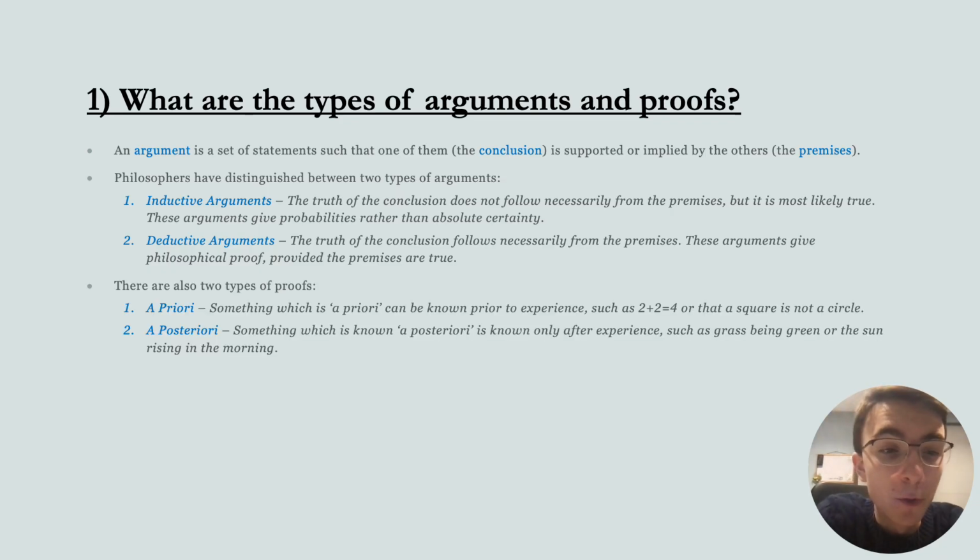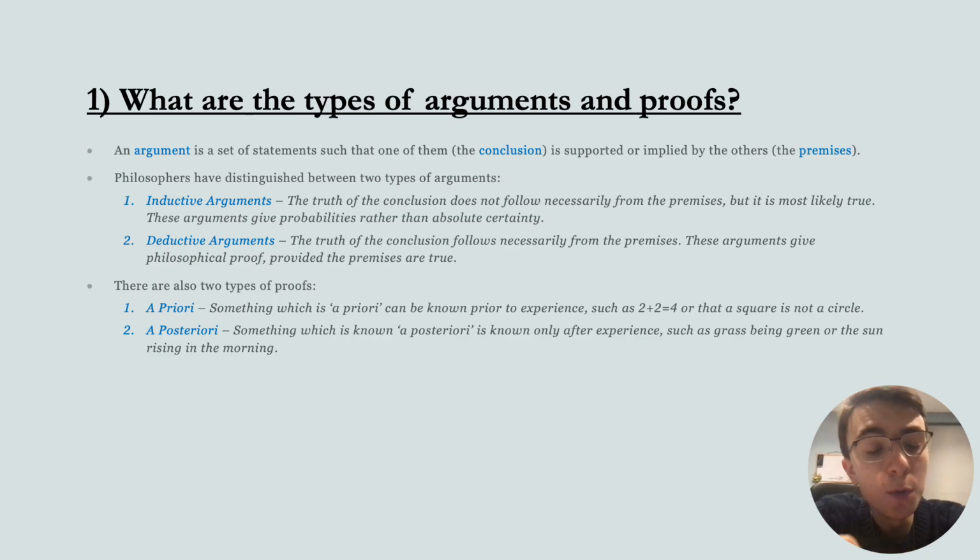We also have two types of proofs: a priori and a posteriori. A priori, if you think about the word prior, which is contained within that phrase, means any knowledge or anything we know which is prior to experience. So we don't need to go out into the world and see things or hear things or get some sense data to know these things. So things like mathematical truths, like 2 + 2 = 4, or things that are logically and necessarily true, such as that a square is not a circle. We don't need experience to give us this knowledge.